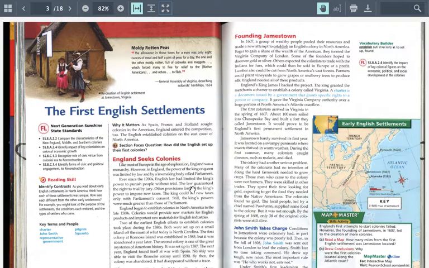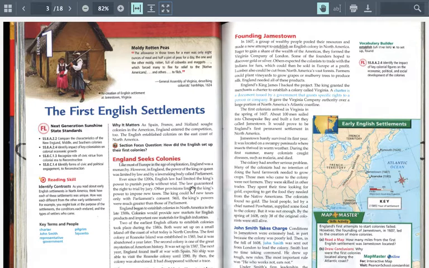So roughly 1606, 1607, King James I granted the company, this Virginia Company of London, a charter. Now, a charter is a document that's issued by the government that grants specific rights to a person or a company. Okay? In this case here, it granted the right to this company to start a colony in what is known as Virginia. And they're going to do that in 1607.